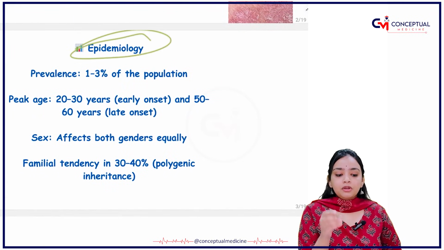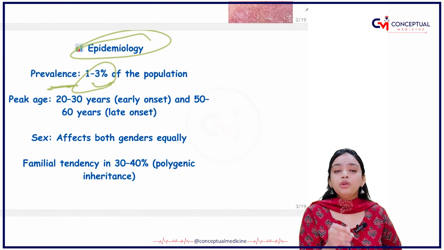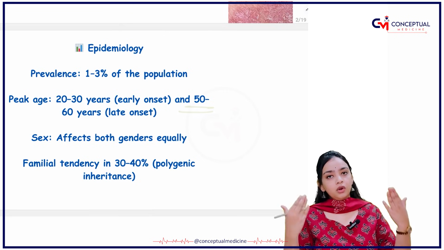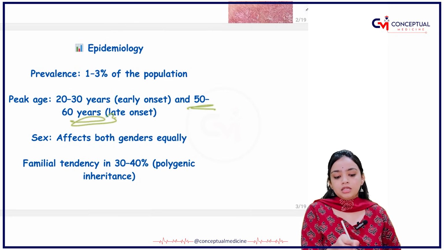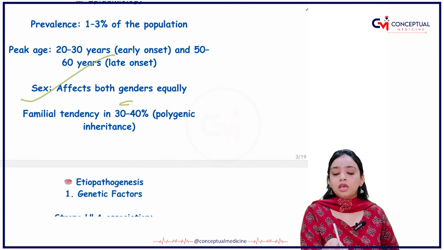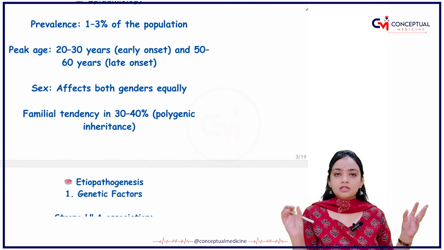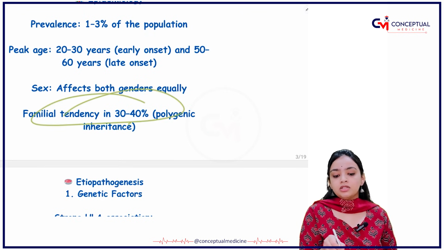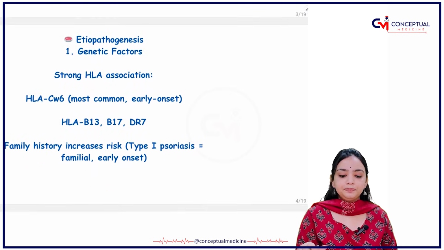Let's talk about the epidemiology. The prevalence is around 1 to 3% of the population. It peaks at the age of 20 to 30 years and later again at the age of 50 to 60 years. It affects both genders equally. It is not a gender-biased disease. The familial tendency is 30 to 40%.